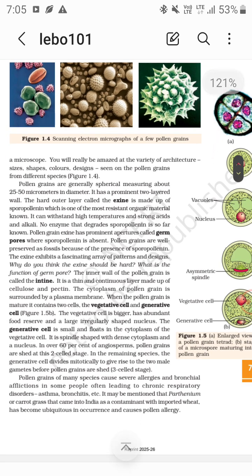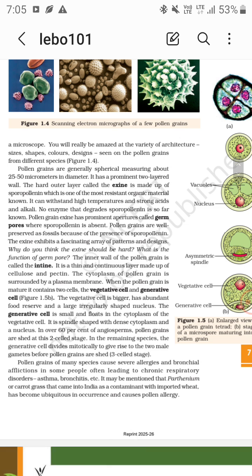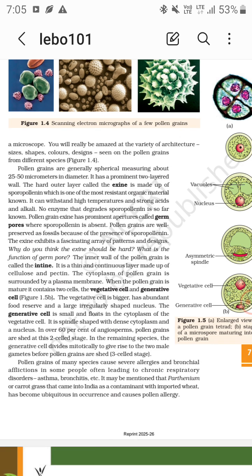The pollen grain is 25 to 50 micrometers in diameter. It has exine and intine. Intine is made up of cellulose and pectin. Exine is made up of sporopollenin. It is very hard and is not degraded. Also, intine is continuous, while exine is discontinuous. It has a germ pore through which the pollen tube grows.